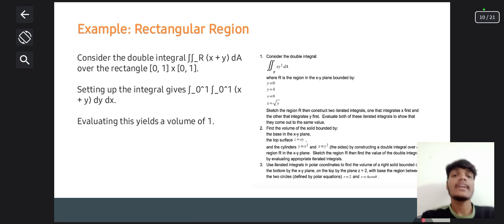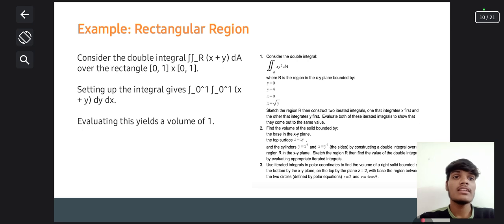Example, rectangular region. Consider the double integration of (x plus y) dA over the rectangle [0,1] times [0,1]. Setting up the integral gives the integration from 0 to 1 and the integration from 0 to 1 of (x plus y) dy dx. This is one of the problems given on the screen. Here we have solved this problem.